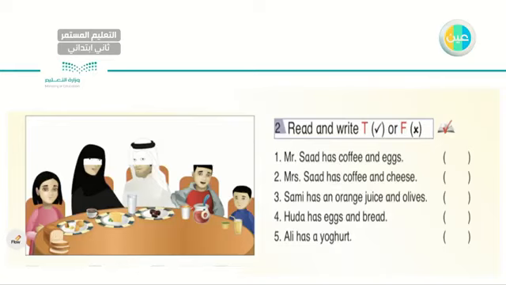Now, read and write true or false. So it's either you will be writing true, which is right, or false, which means wrong. Okay, so let's do it together. Number 1, Mr. Saad has coffee and eggs. Now, we need to look at the picture and see, is he having coffee and eggs? So this is Mr. Saad. What do you think, my dear student? Can you see coffee and eggs in front of him? Actually, I can't. All I can see is milk and dates. So it's not true. It is false. Very good. It is a false sentence.